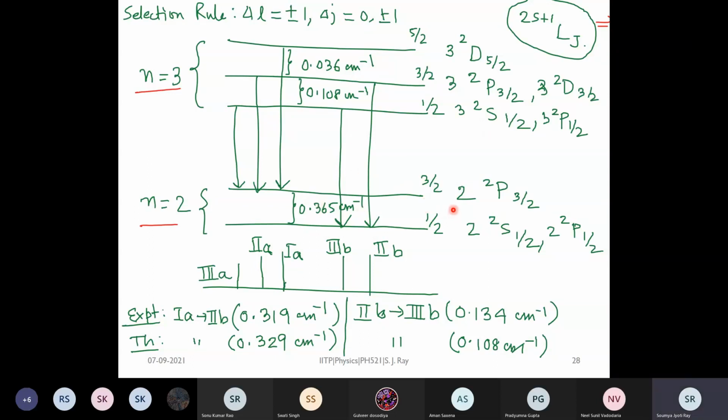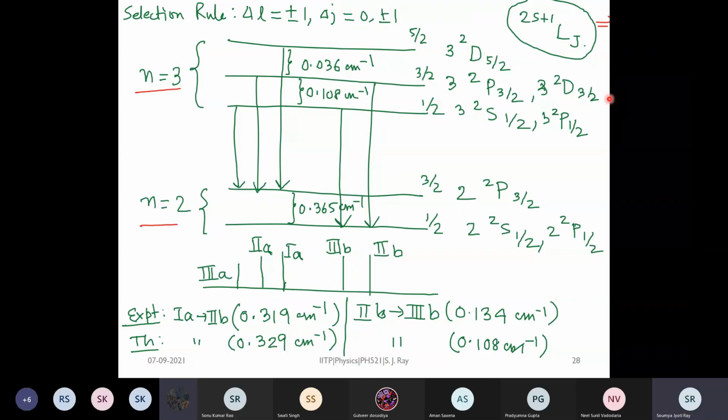Similarly, for n equal to 2, the energy levels will be characterized by the values of J, which are J equal to 3 by 2 and J equal to half. And the corresponding terms will be 2P3 by 2 for J equal to 3 by 2, and for J equal to half, the terms will be 2S half and 2P half. I hope this is clear, right? Is there any question up to this?